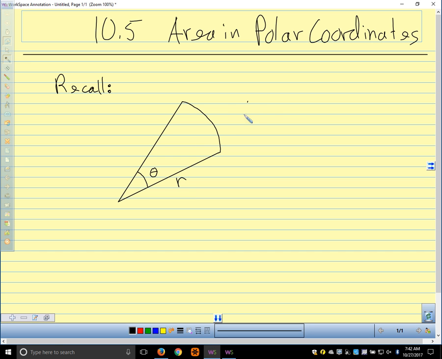The area of a sector, A, is 1/2 r squared theta. Because we're in radians, our arc length here is r theta, and we can kind of think of this as a little triangle, so 1/2 base times height.